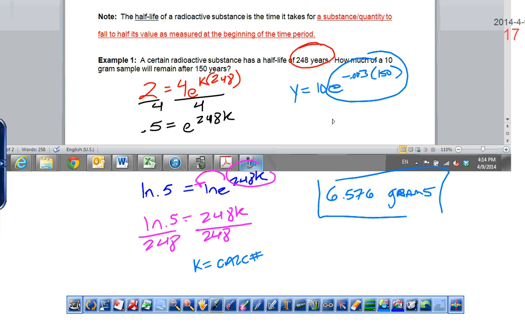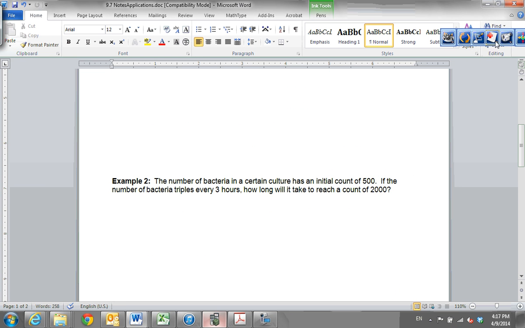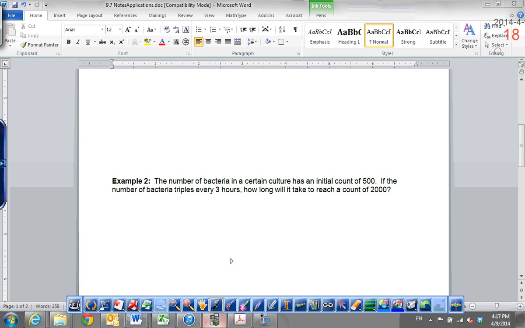Okay? All right, the last problem, we only got 2 here, so it's going to be quick. It says the number of bacteria in a certain culture has an initial count of 500. So we know our starting amount is 500. The number triples every 3 hours. I still don't know K, so I've got to find what K is.